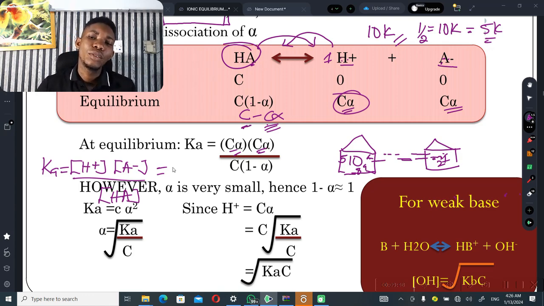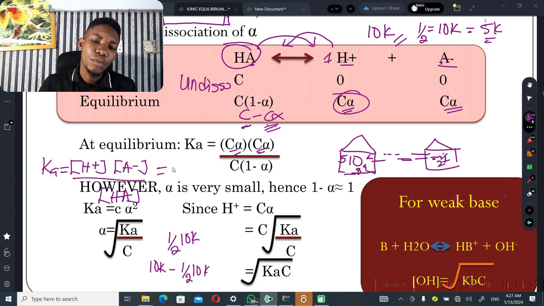Like that 10k, I told you they gave you half of the 10k. So if you want to calculate the amount remaining, which is the undissociated amount, it will be the 10k you were given initially minus half of 10k. That is the expression we have here: 10k, which is C initially, minus alpha times C, which is the fraction times the initial amount.